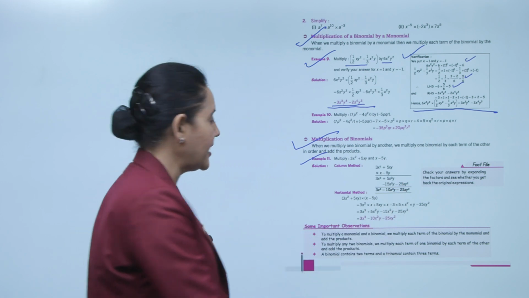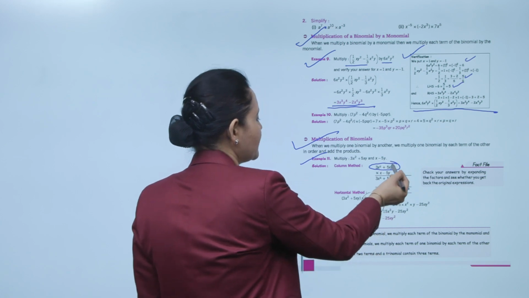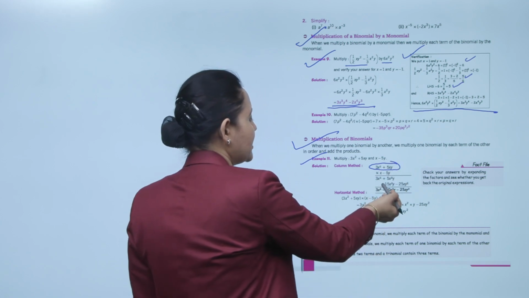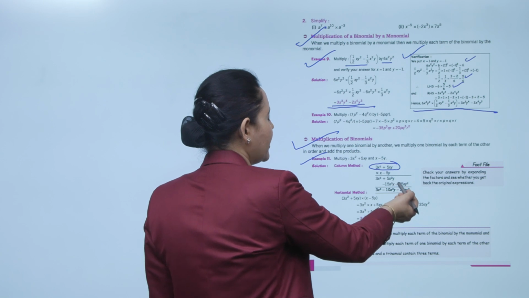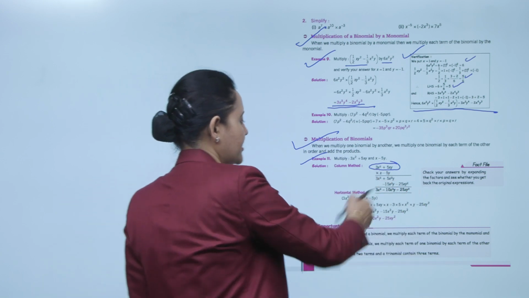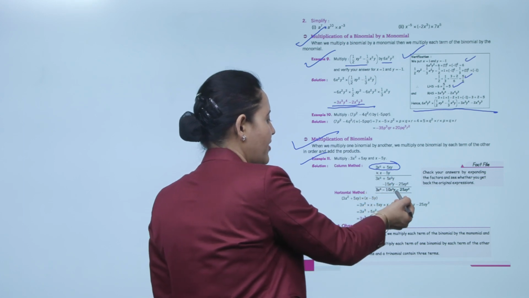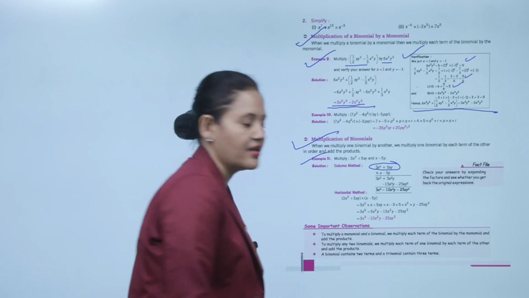Now we will multiply both the terms with minus 5y, so we'll get minus 15x square y minus 25xy square. So we wrote like terms below like terms. So that is equal to 3x cube minus 10x square y minus 25xy square. Clear?